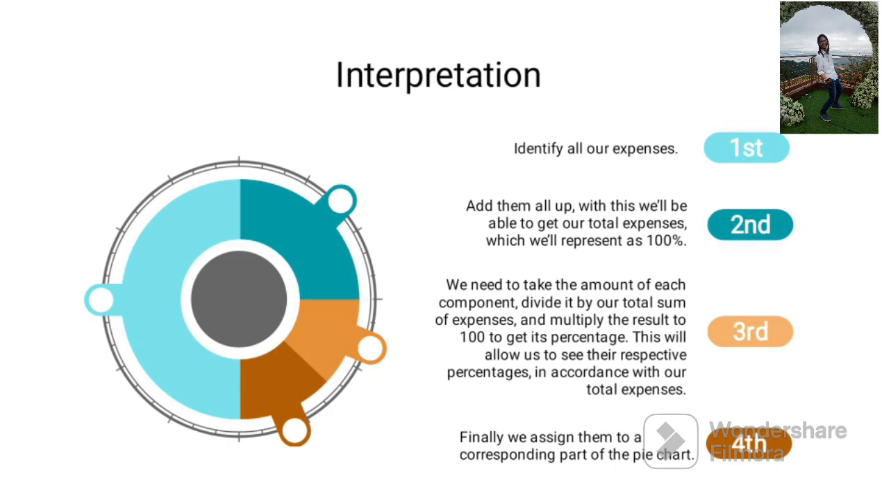Following this, groceries, $500, divided by 2,900, multiply that by 100, and then we'll get 17.24% or 17%. And we'll do this for all our expenses, getting the resulting percentages, and then adding the percentages to get 100%.